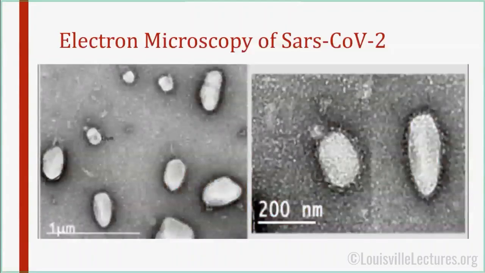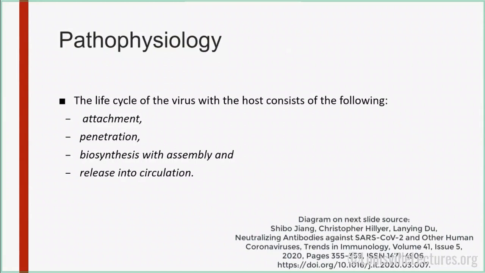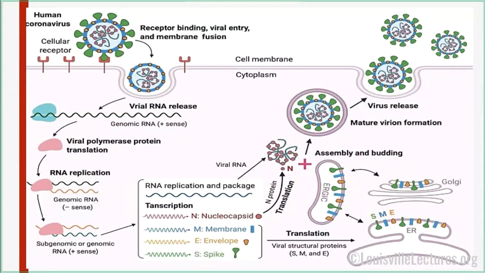With the pathophysiology, again, a lot of things were discovered, and these are some of the things that came about from that time in February until now. It was determined that the life cycle of the virus consists of basically four phases: the attachment phase, the penetration phase, biosynthesis with assembly, and then it being released back into circulation. And this slide actually depicts the true life cycle of the virus itself.